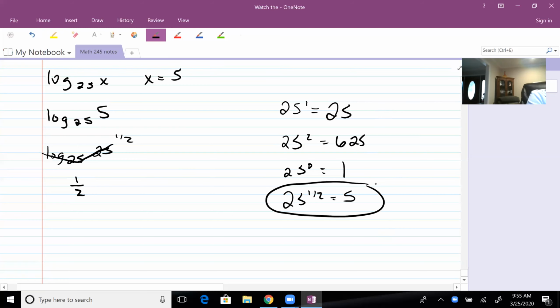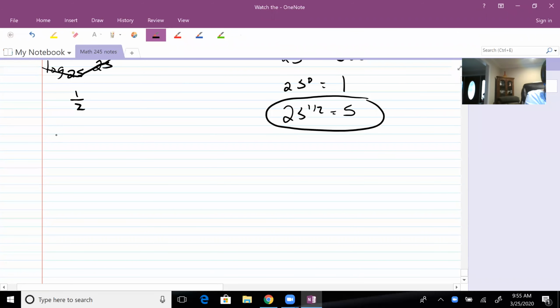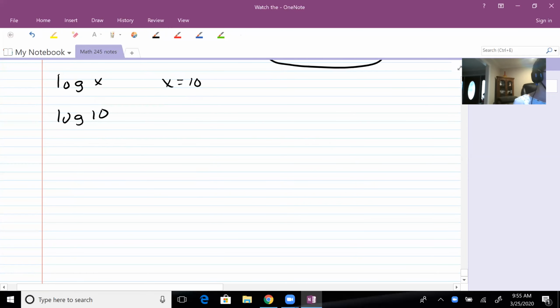Let's try another one. Let's say that we have the log of x when x equals 10. Now, in that previous question I worked, I clearly had a base of 25. I do not see that subscripted number with this problem. So if there's no visible base, then it is by default 10, because our number system works off a base of 10. So this is very easy. Log base 10 of 10 is going to cancel out. Whatever this power is right here is our answer, and our power is an imaginary 1.